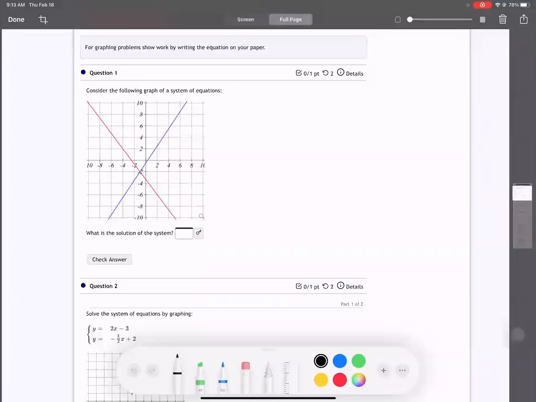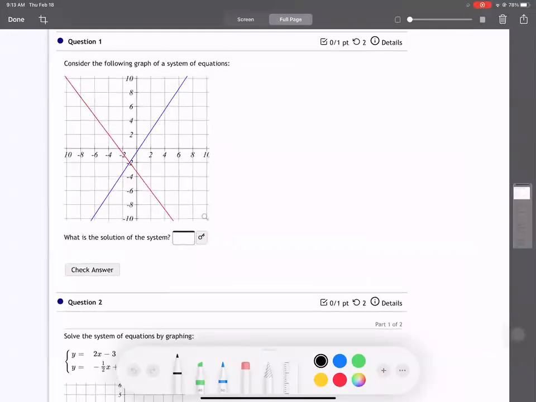Okay, hi everyone. We're going to go through test number 1 for Algebra 1 in our fall semester. We're just going to go through this, and if you need any help, please let me know, okay? So a couple things we want to take a look at here. We always want to read the directions.